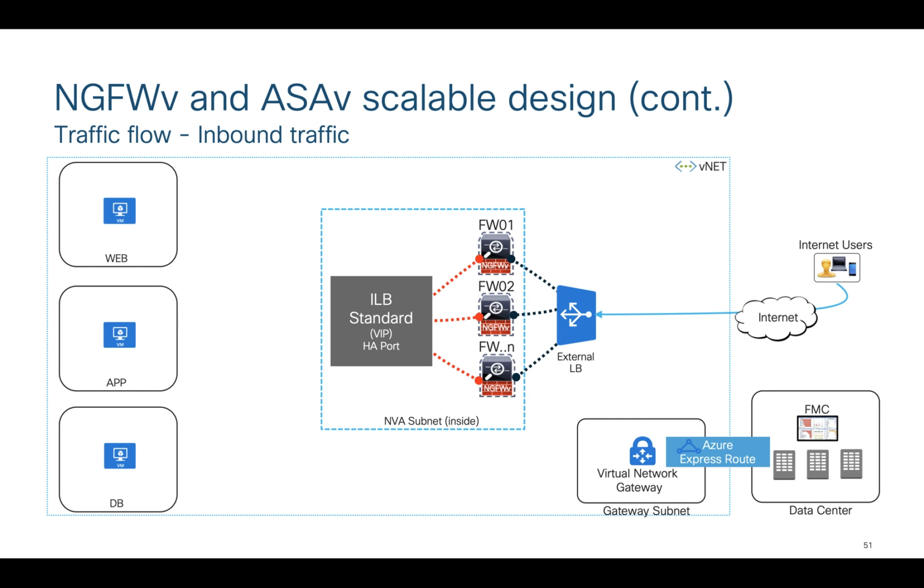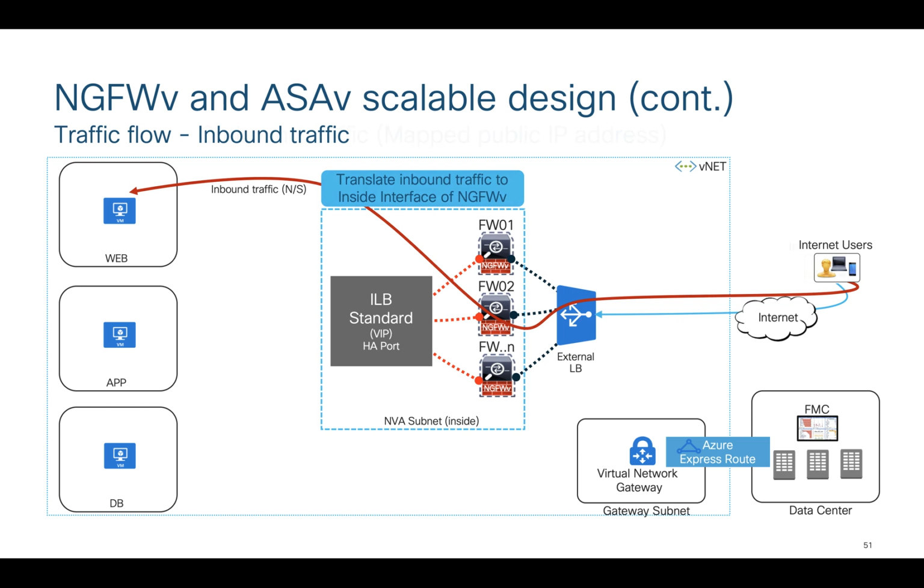So now let's talk about traffic flow. Inbound traffic flow, any user hitting the external load balancer, that traffic is going to land on the firewall, because we have 5-tuple load balancing happening on the load balancer. And on the way in, I'm going to translate that traffic on the egress interface so that traffic can come back to the same device.